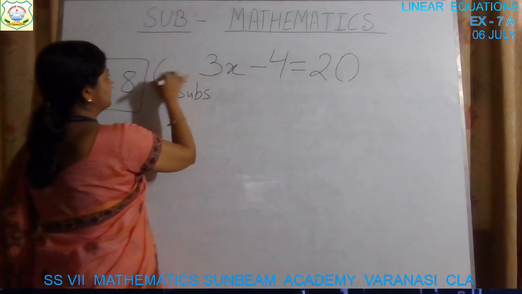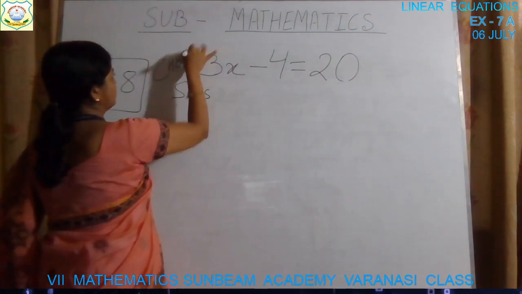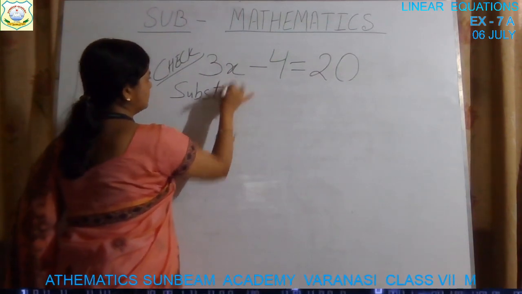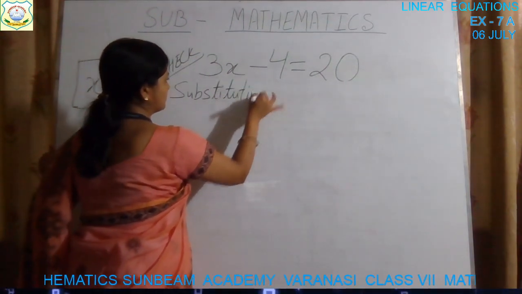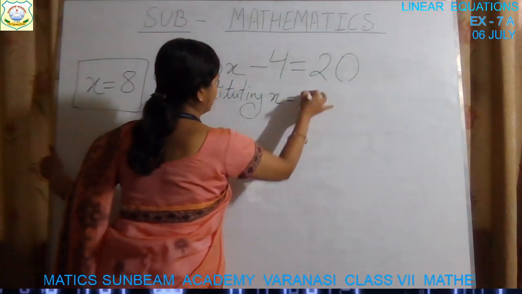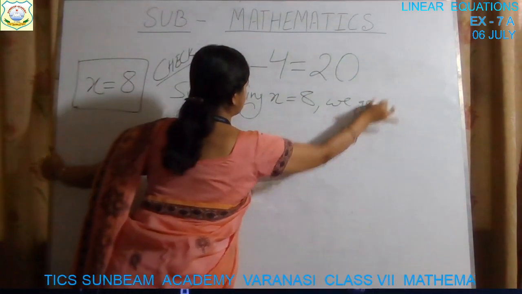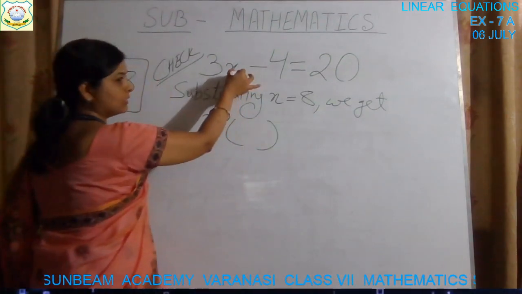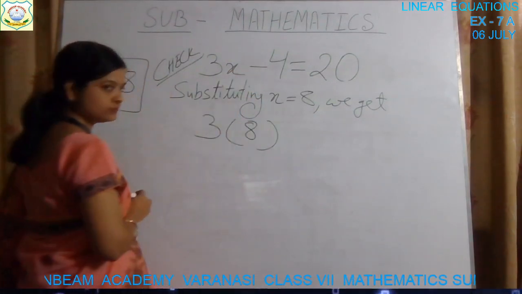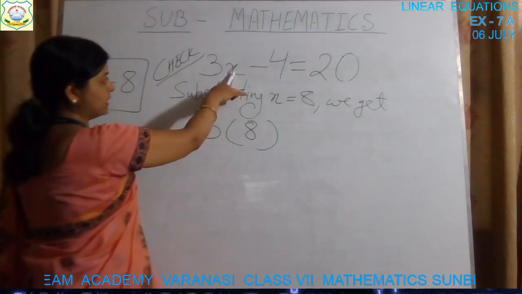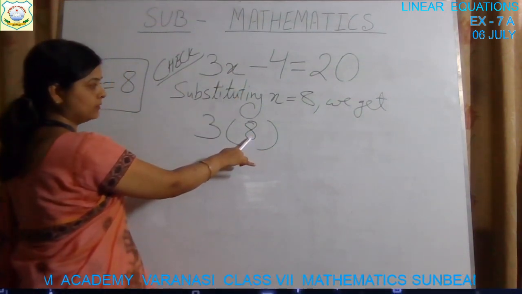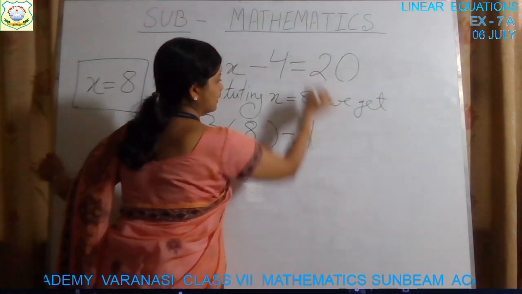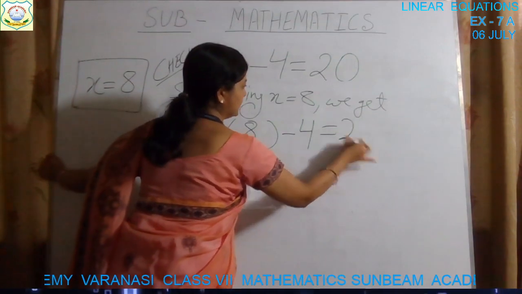This is the check method, children. Check. Substituting x is equal to 8. What do we get? 3 in place of x. What you have to write? Its value. In place of x, you have to write its value. That is 3(8) minus 4 is equal to 20.